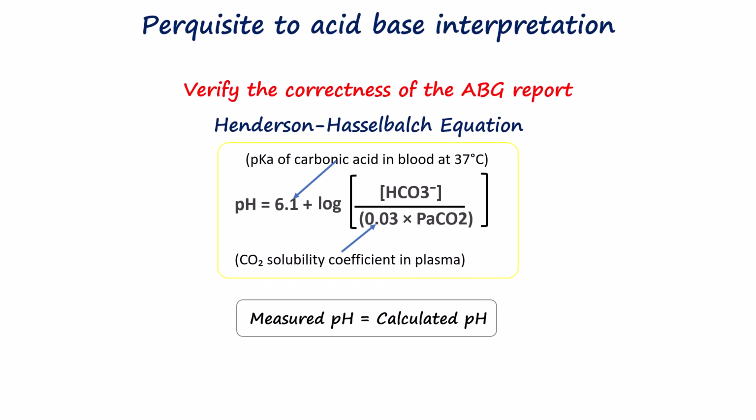Before moving on to the actual approach to ABG analysis, let's recap what we learned in the previous video. In our previous video, we saw why it is important to check the authenticity of the ABG report. For that, we used the Henderson-Hasselbalch equation to check whether the pH measured by the ABG analyzer matches the calculated pH which we derived through the Henderson-Hasselbalch equation using bicarbonate and carbon dioxide. Please check this video too.